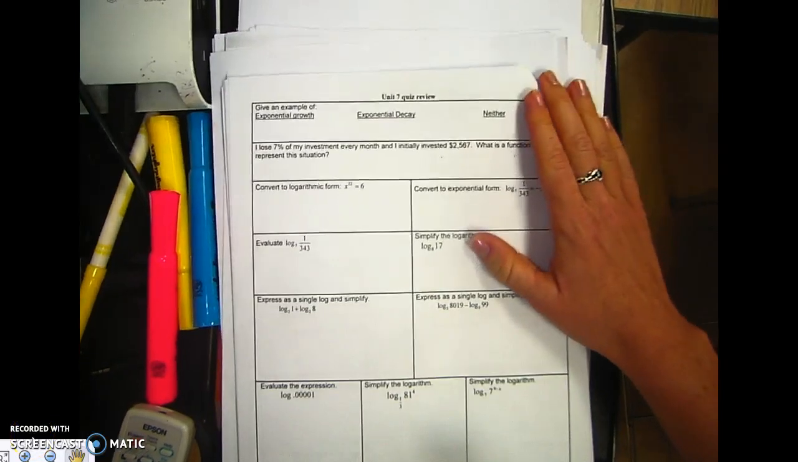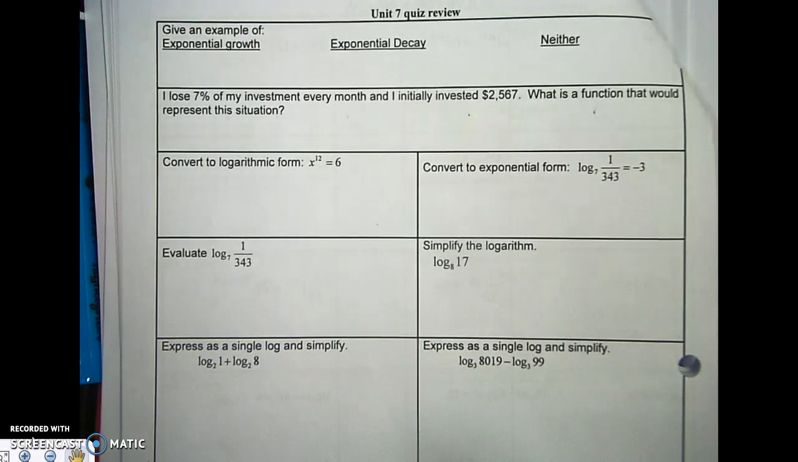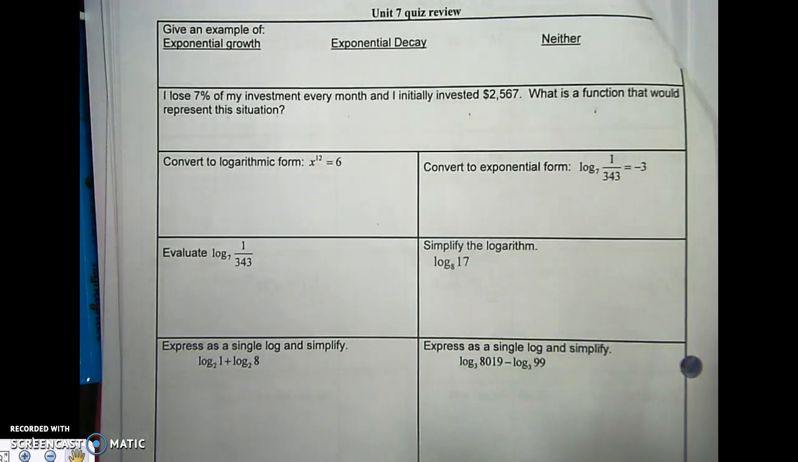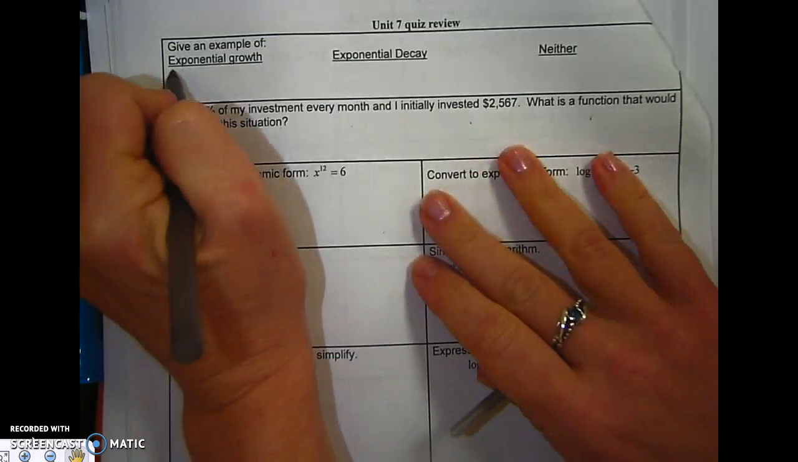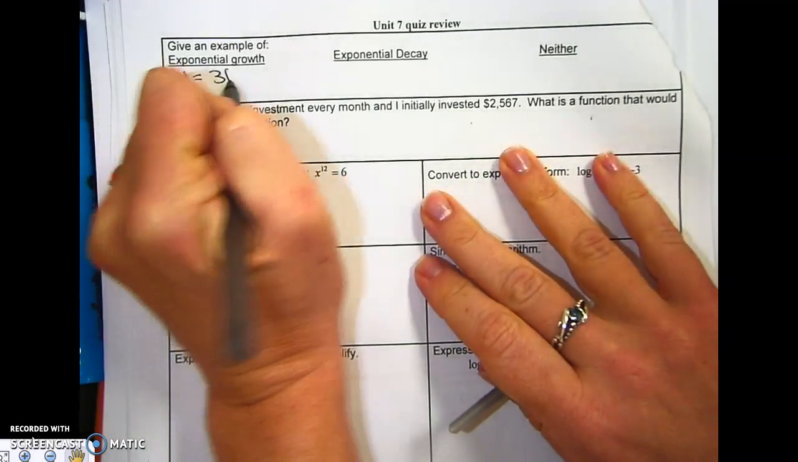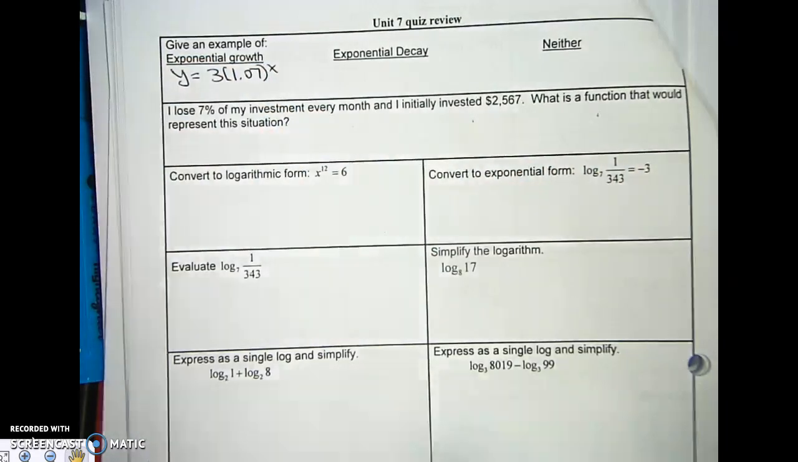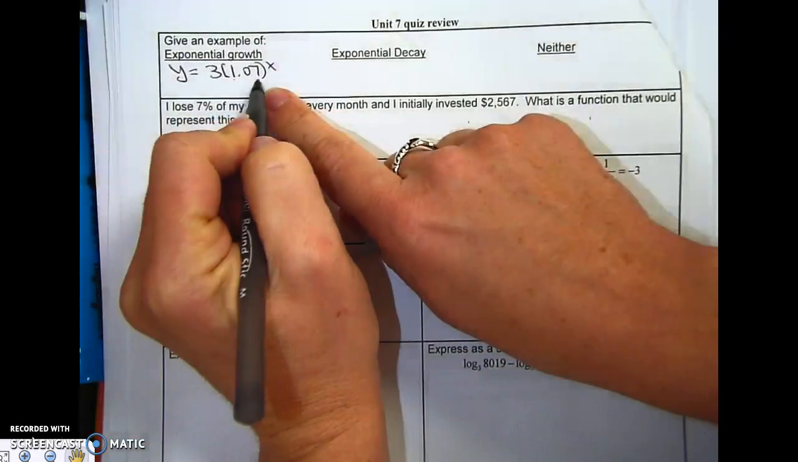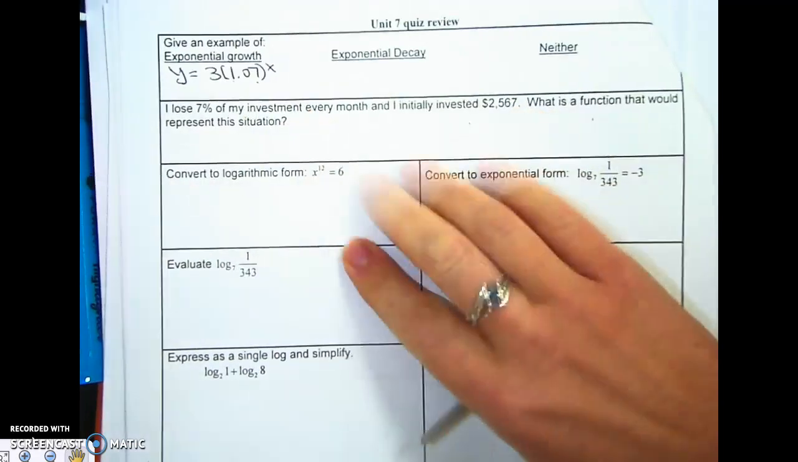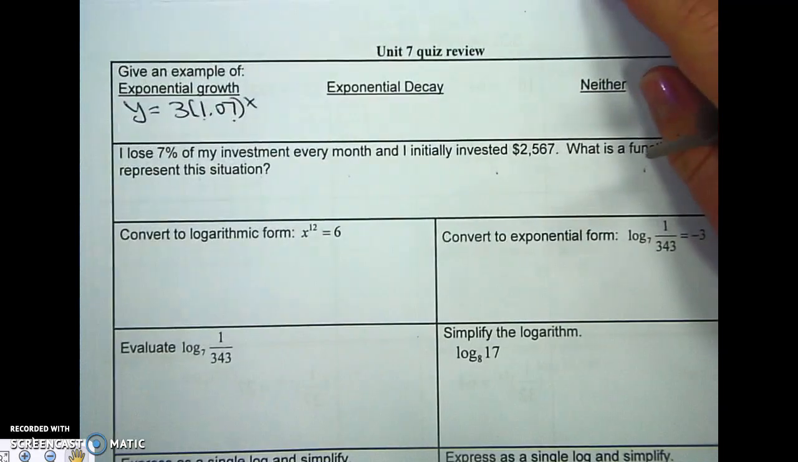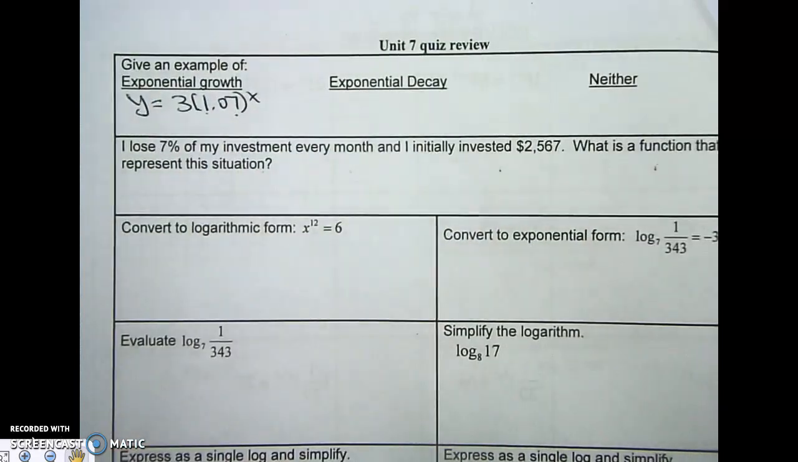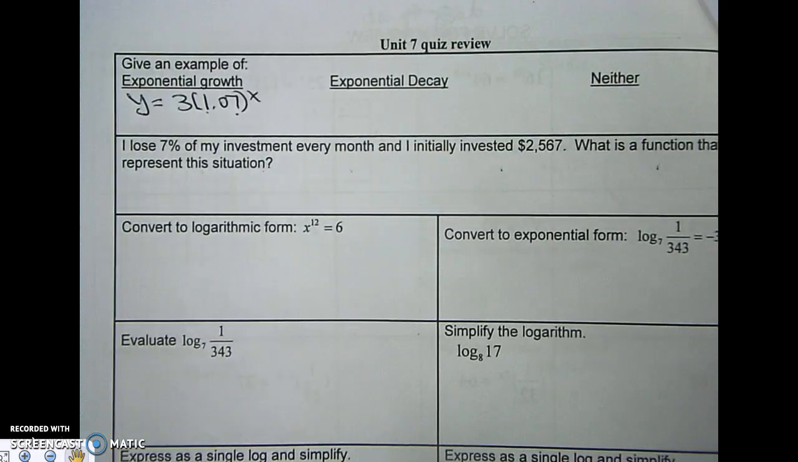Okay, so in the first example, they want you to give an example of exponential growth, exponential decay, and neither. So let me give some examples. That would be exponential growth because this is greater than 100%. Make that a little bit closer. It's actually increasing by 7% each month, each year.